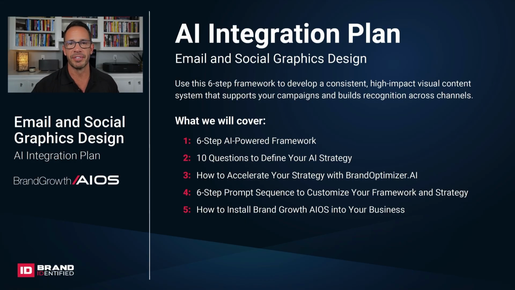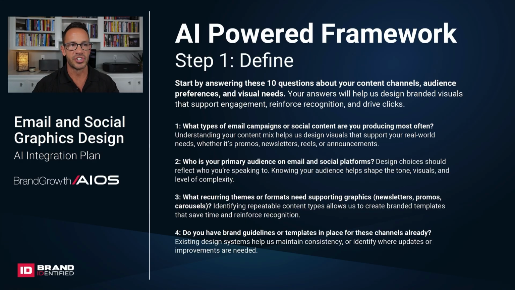So this is what we'll cover today. First off, we're going to go through that 6-step AI-powered framework. Then I'm going to help you answer and define the 10 questions that you must answer to develop your AI strategy. Then I'm going to show you how to accelerate your strategy using the custom GPT BrandOptimizer.ai. Then I'm going to walk you through a 6-step AI prompt sequence to customize your framework and your strategy for your specific business, also using BrandOptimizer.ai. And then finally, I'm going to show you how to install Brand Growth AIOS into your business. So let's jump in and get started.